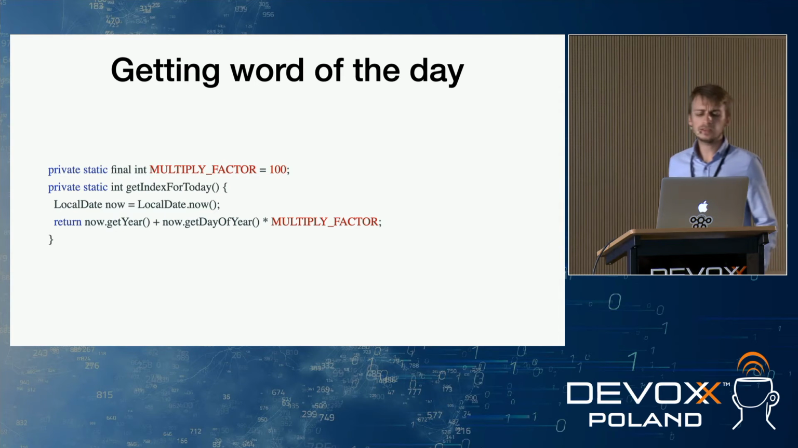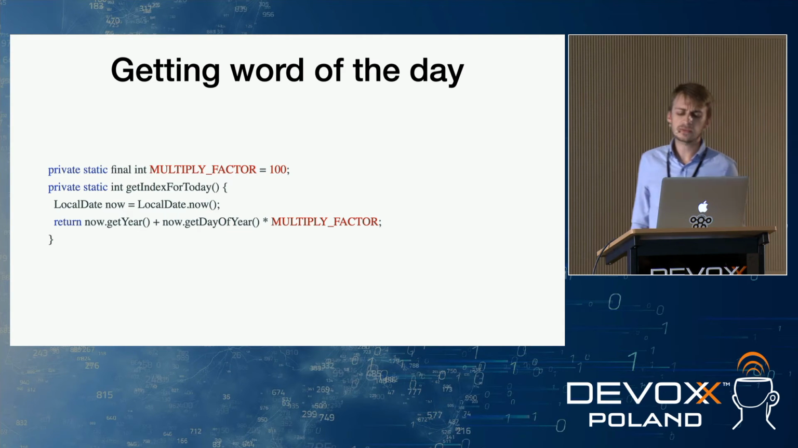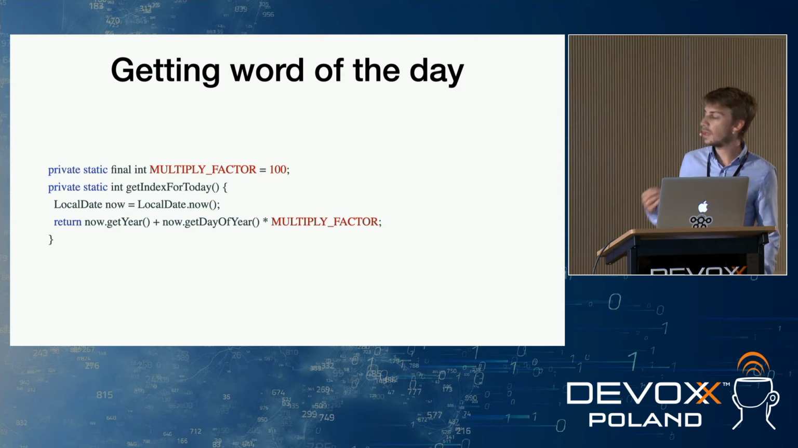So the core functionality for getting the word of the day is calculating the index for a given day. The logic is simple, as it uses the year and day of the year plus a multiplying factor to have a better distribution of returned words. We are picking the multiplying factor to be equal to 100, but it can be any arbitrary number.